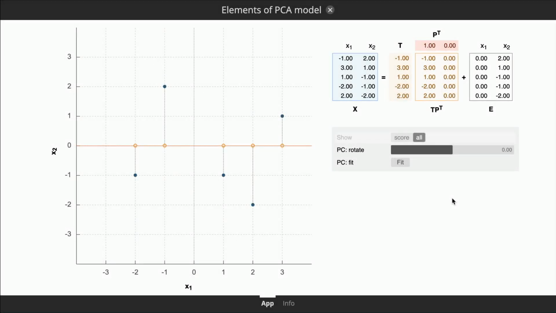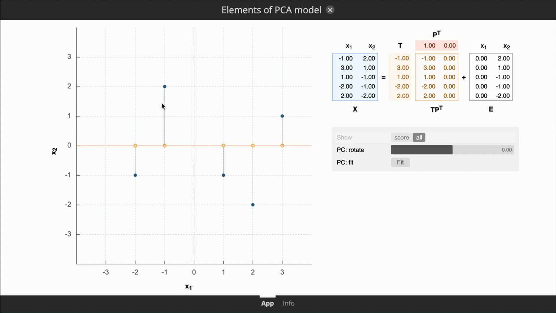App number 3 summarizes information from the two previous apps and gives an overview of the whole PCA model. You can see this model here. You can see a lot of numbers, but let's take it step by step, right? So this is the main PCA model formula. You can see X, it's the original data.